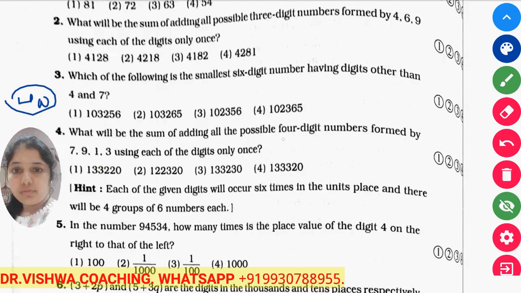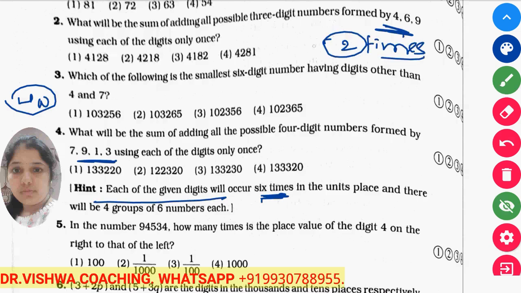Now what will be the sum of adding all possible 4-digit numbers? Now here we had seen the sum for 3-digit numbers. In the practice exercise also we had seen the sum for 3-digit numbers. Now here there are 4 digits. Okay. And they had given us the hint. This hint you keep in mind. When a 4-digit number is formed, each digit occurs 6 times. In a 3-digit number, each digit occurs 2 times. Here how many times? 6 times.